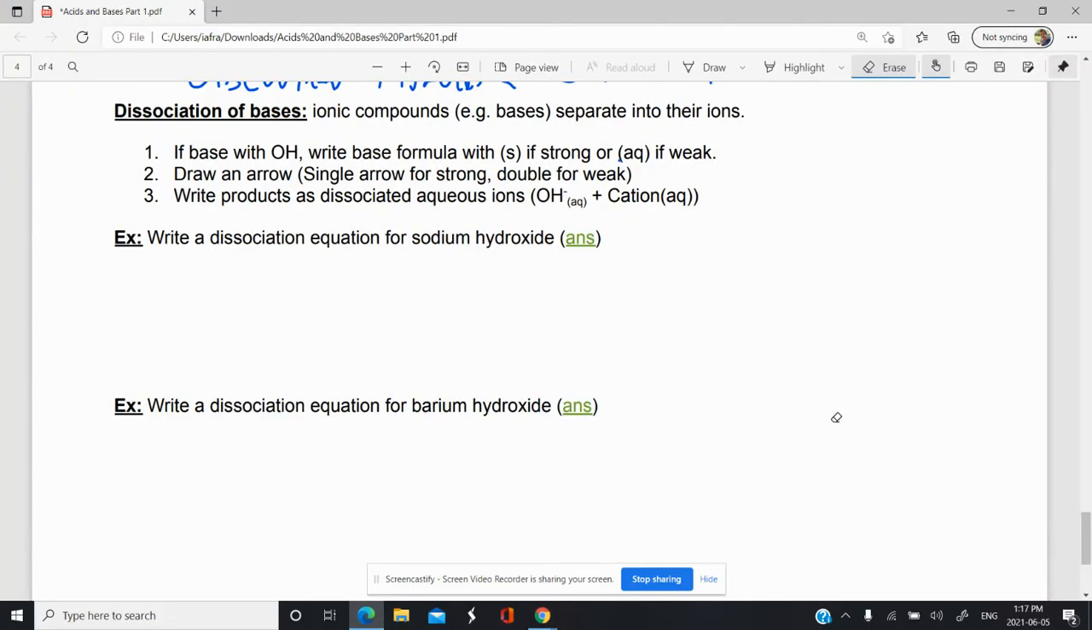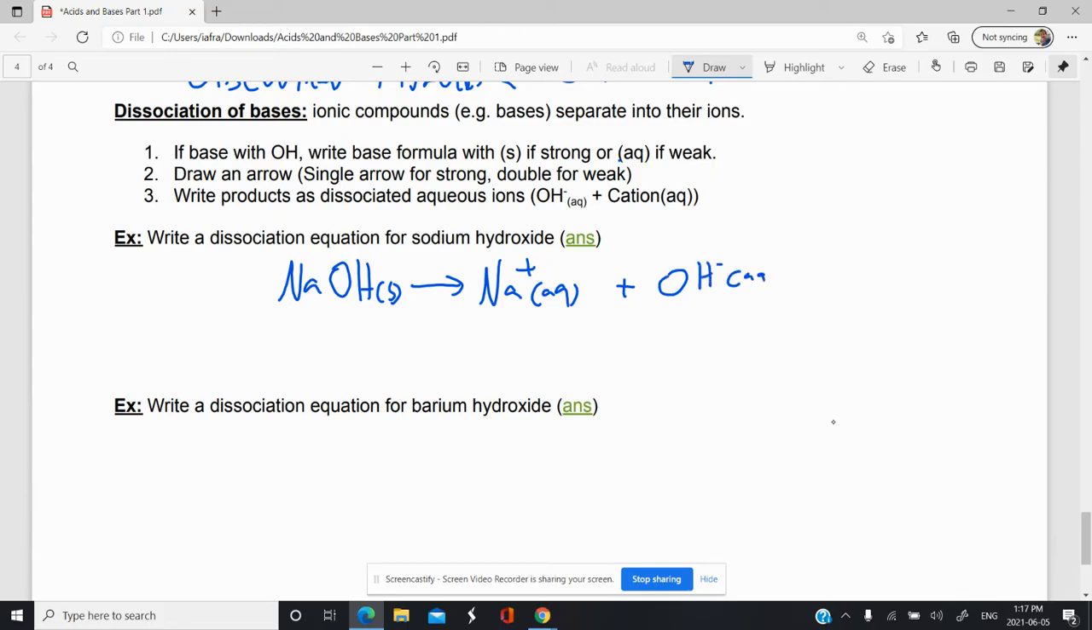So for sodium hydroxide, we're going to write it out as a solid because it's a strong base. So we're going to have NaOH, solid. Single arrow becomes the ion, the cation Na plus in water, aqueous, plus OH minus in water as well, aqueous.